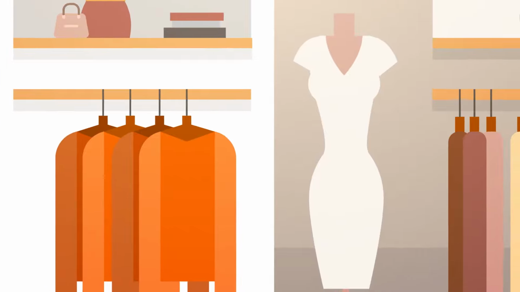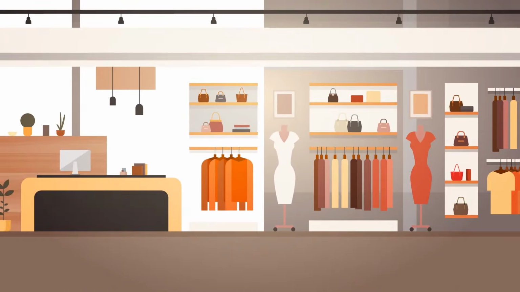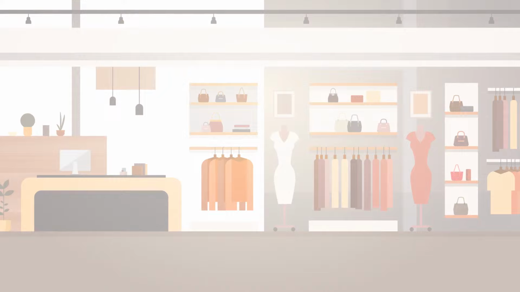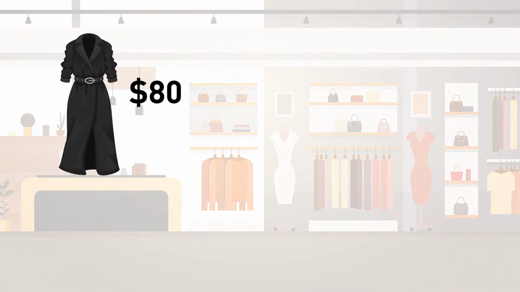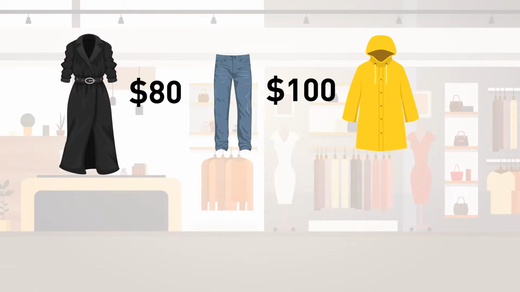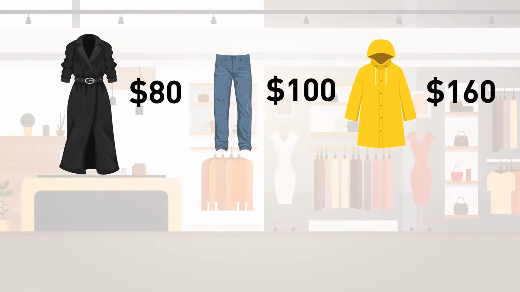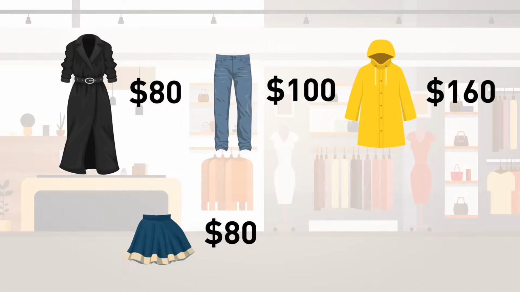An experimental clothing store decided to introduce a curious pricing scheme. According to it, a coat will cost $80, a pair of jeans will be $100. A raincoat will cost $160, and for a skirt, you will have to pay $80. Can you figure out how much a tie will cost in this store?